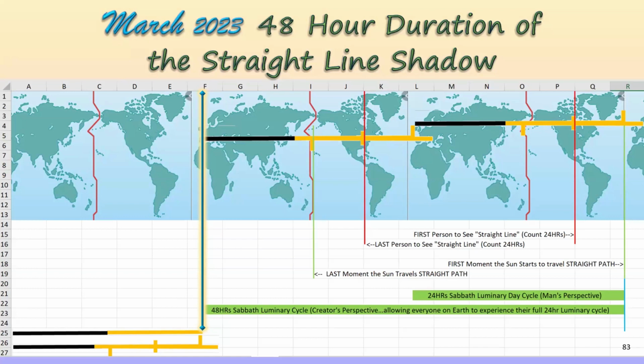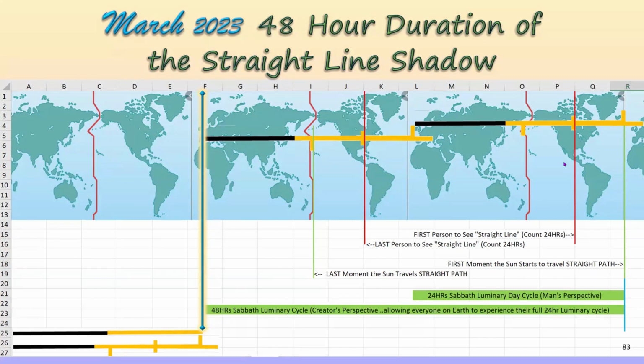If you go back to column K, this person at the end of time, their luminary day cycle is just beginning. And so then you have to keep progressing. They need their full 24-hour cycle, and you've got to go all the way to the following dawn. So that's your line all the way out to that column.